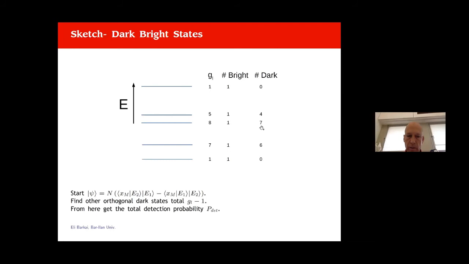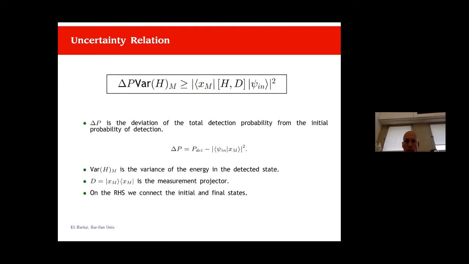With this type of classification, we are able to reach our main result for the P detection in terms of the eigenstates. Because if we know all the dark states, then we can say what is the probability of the detection depending on the initial condition. So this is the way of analysis.